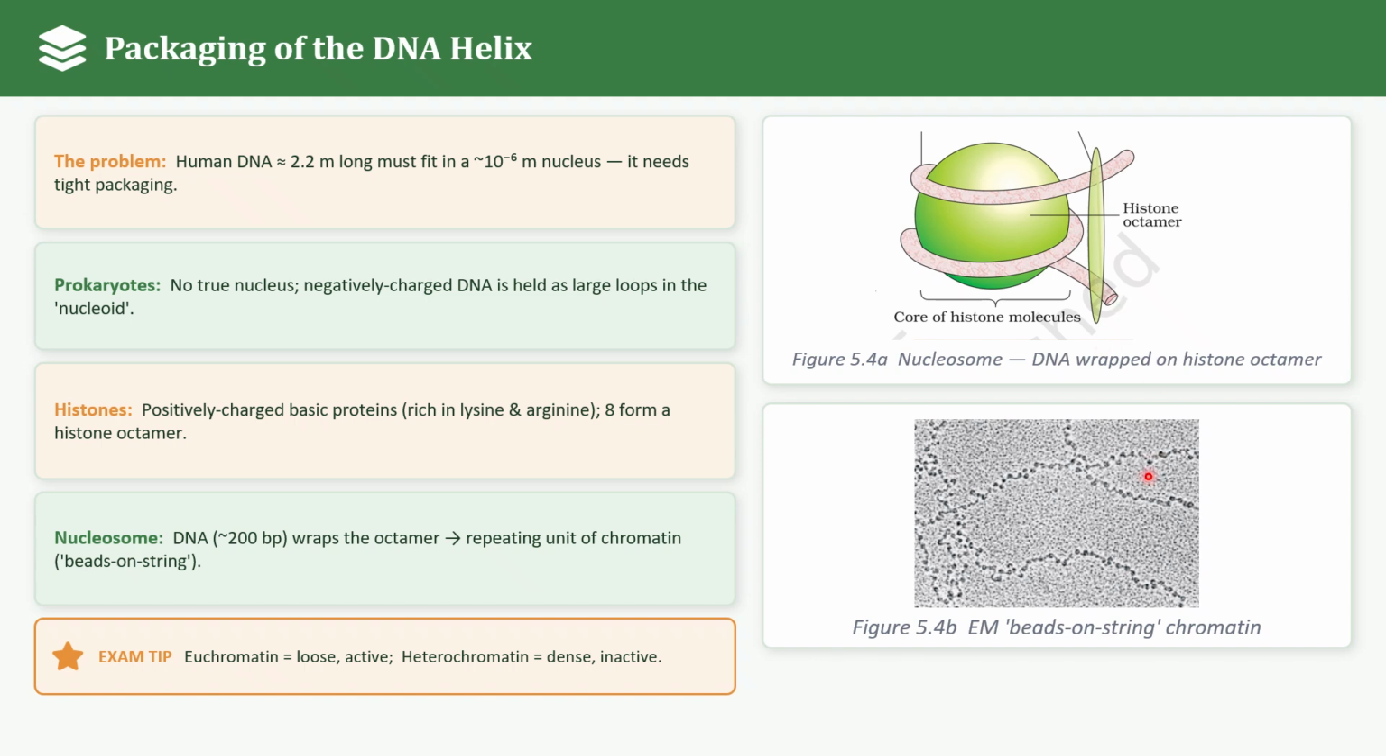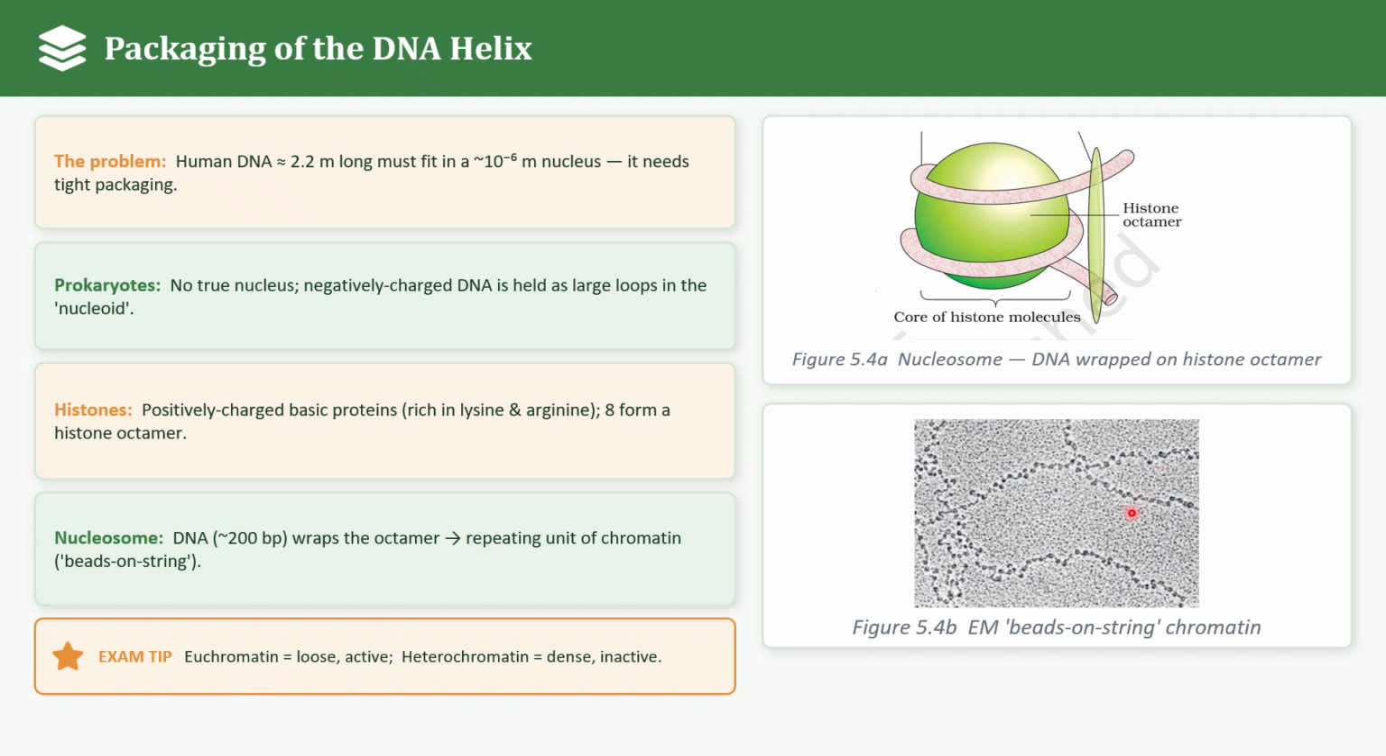Next, we are going to see the beads on a string appearance. Yes, this picture. This is an electron microscope image. Just notice that this chromatin looks like beads connected by a string, right? Each bead is a nucleosome and the string is the linker DNA connecting the neighboring nucleosomes. This appearance we call the beads on a string model.